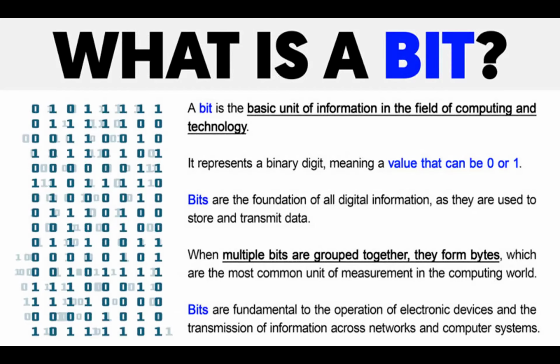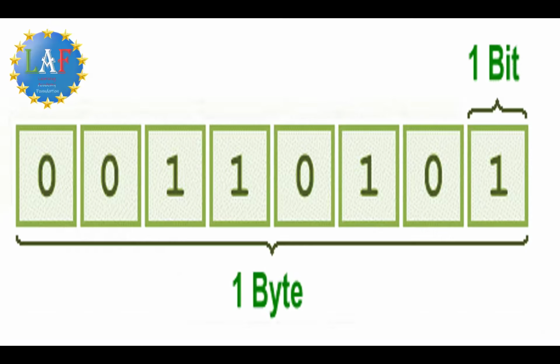So just one choice, 0 or 1. But what about a byte? 8 bits, enough to encode a letter, a number, or a symbol, make 1 byte.